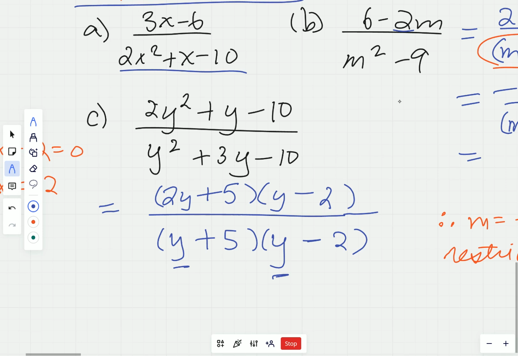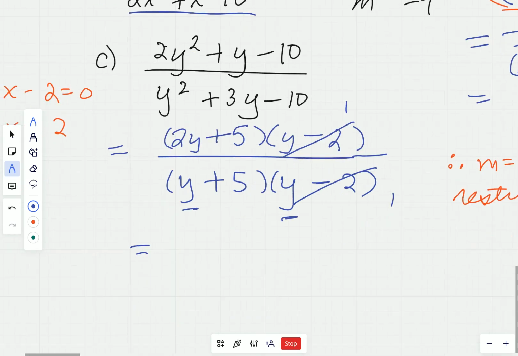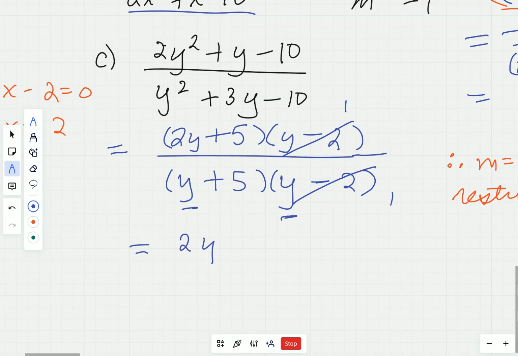So let's check. So y times y is y squared. Y times negative 2 is negative 2y. And then we have 5 times y is positive 5y. And then 5 times negative 2 is negative 10. So the positive 5y and the negative 2y gives us our positive 3y. So it looks good. So now do we have any common factors in the numerator and denominator? Yes, we do. The y minus 2 terms. Let's cancel those out. And we're left with 2y plus 5 in the numerator over y plus 5.